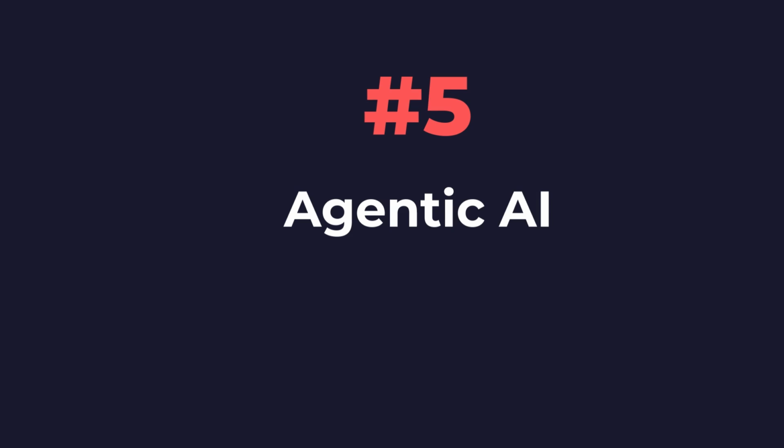Number 5 is Agentic AI. Agentic AI is when multiple agents work together like a team. Imagine, one agent plans a project, another executes tasks, a third verifies the quality. Coding assistance, enterprise workflow automation, multi-step problem solving are being built right now. Multiple agents, but one goal.